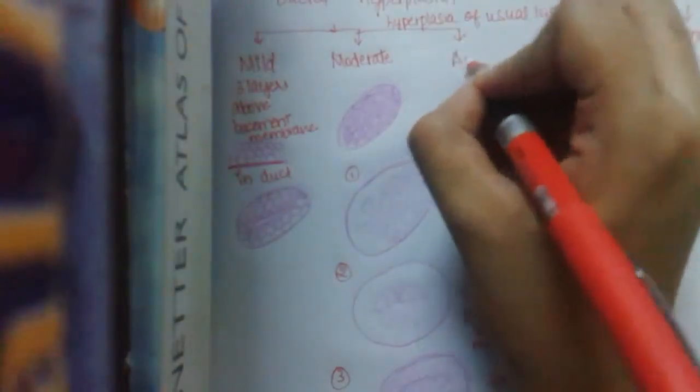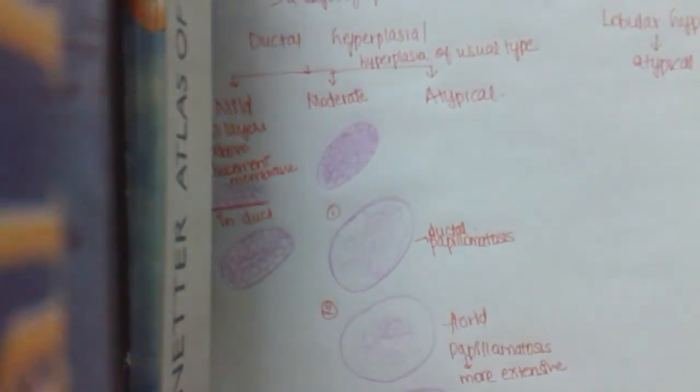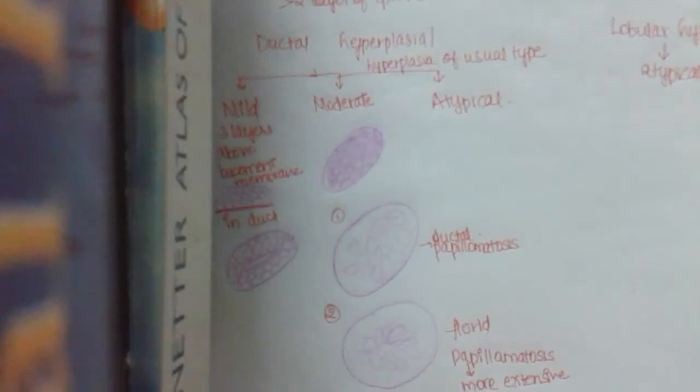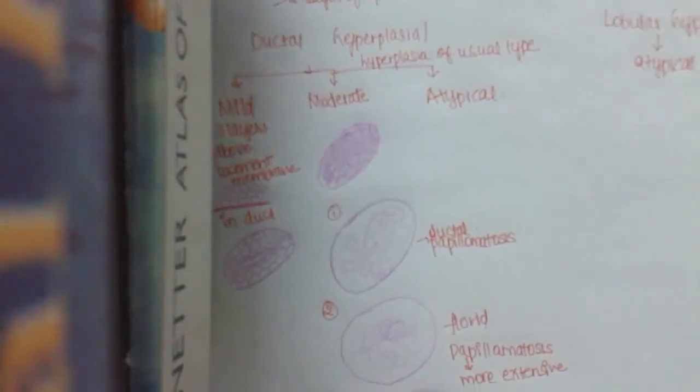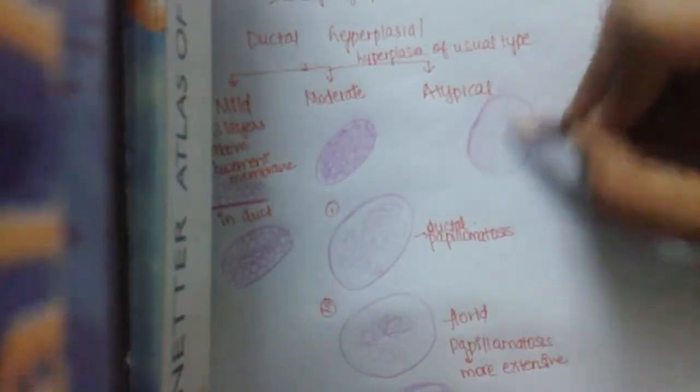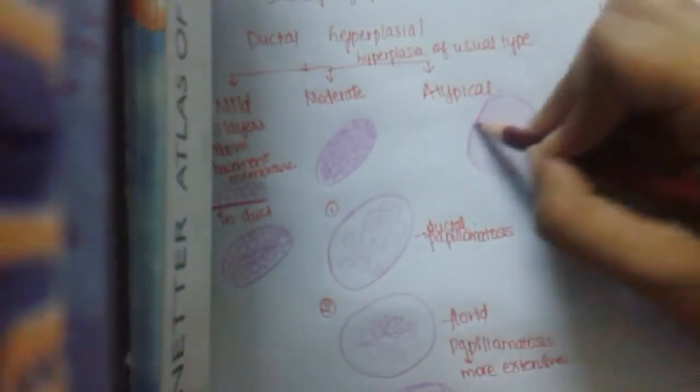The final one is atypical ductal hyperplasia. Atypical ductal hyperplasia should be distinguished from carcinoma, because here the proliferated epithelial cells fill up the lumen completely, which produces a cribriform pattern. So this is a duct, and it fills up completely in this way.